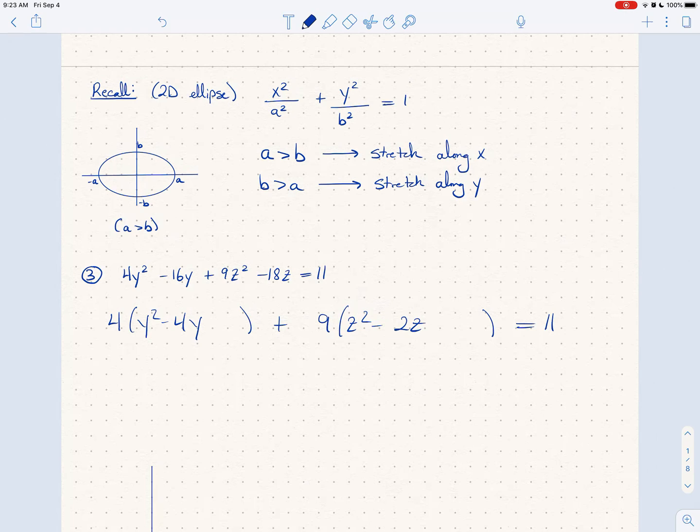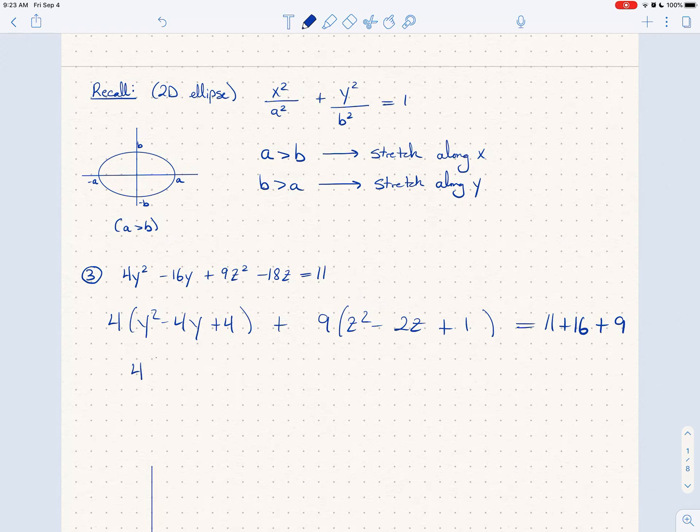Okay, so now I want to take half the middle term. Half of negative 4 is negative 2. Square it, add it, you get a plus 4. Half of negative 2 is negative 1. Squared is 1. Add it, you get a 1. I really added 16 to this side, so I've got to put a plus 16 over here. And I really added 9 to this side, so I've got to put a plus 9 over there.